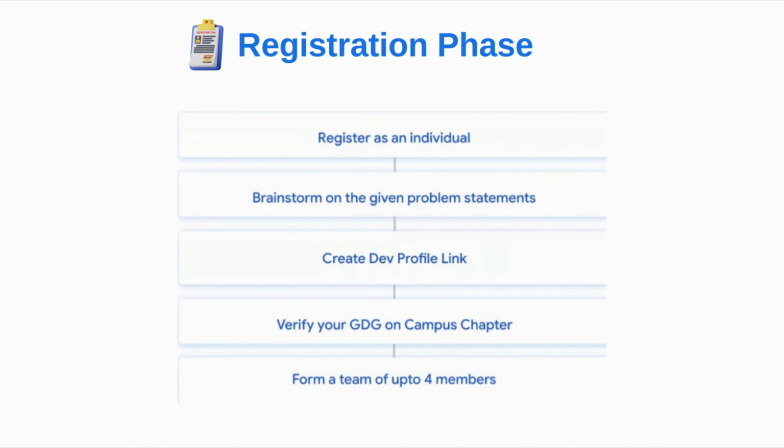Then the third step is that you have to create your developer profile. We will also discuss how you can create a developer profile in the same video at the end. And the fourth step is that you have to verify your GDG on campus chapter and then later you have to form a team of up to 4 members.